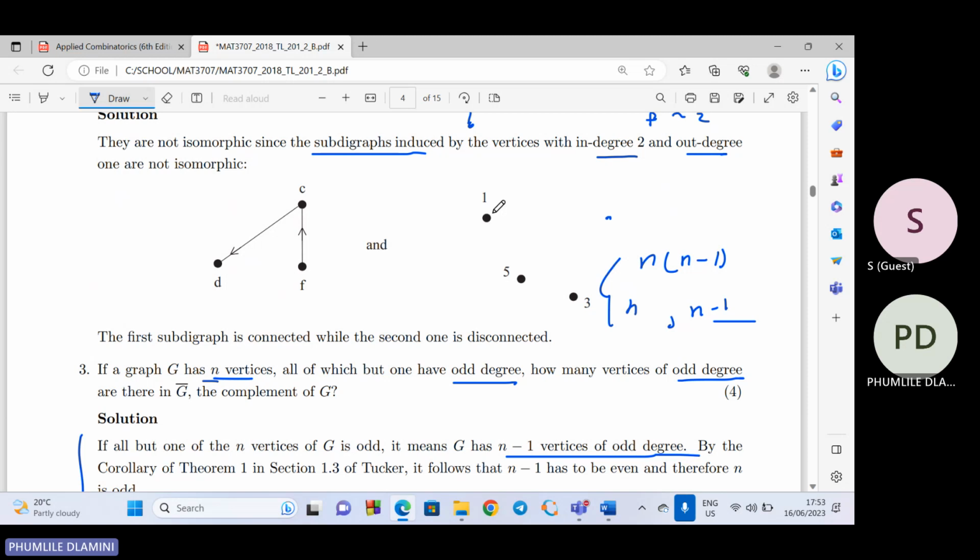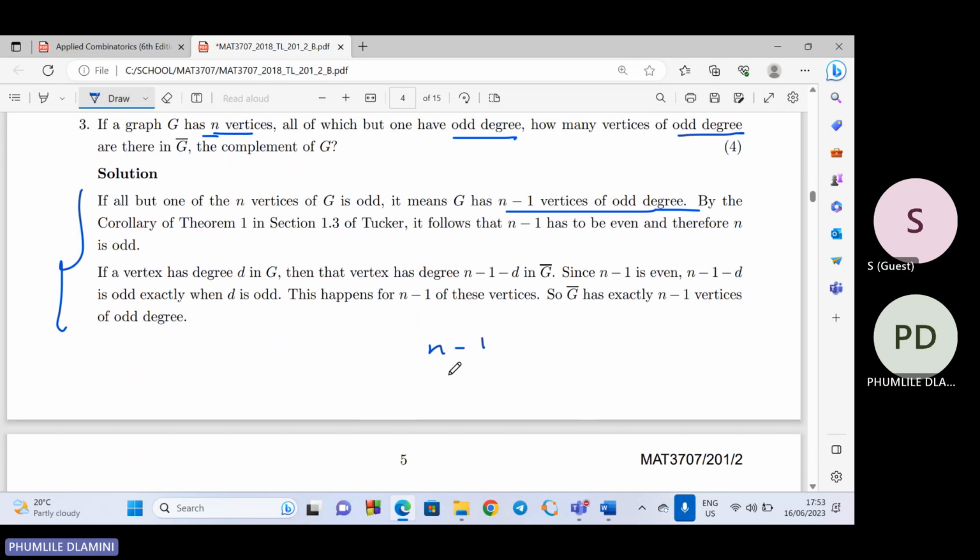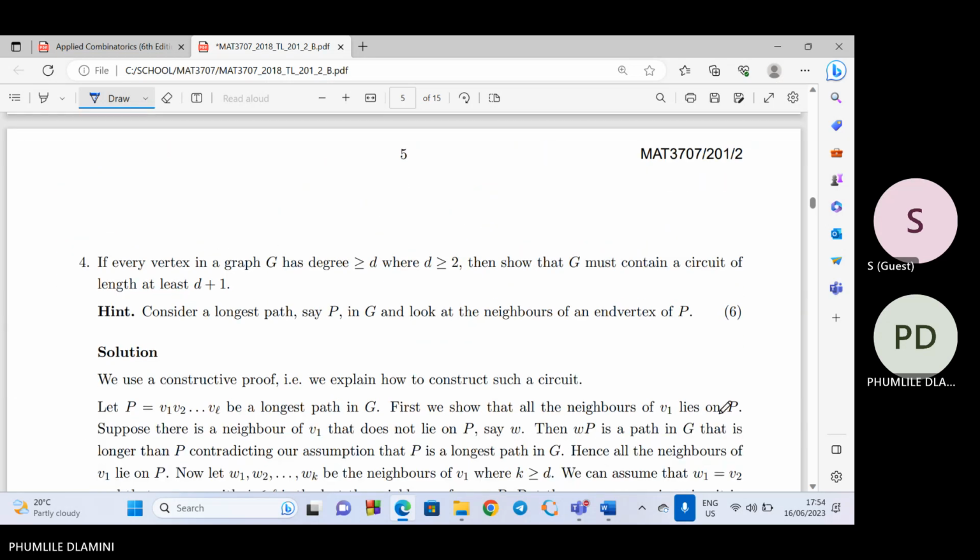Do you have any question with this one? I don't want to read it further, but you can read it and understand more. You understand, right? Yes. So you just have to know how to calculate the degree: this one here is even, this one is odd. That's all.